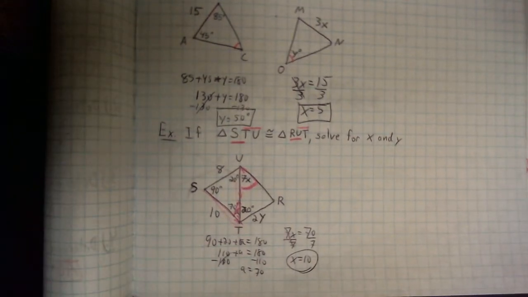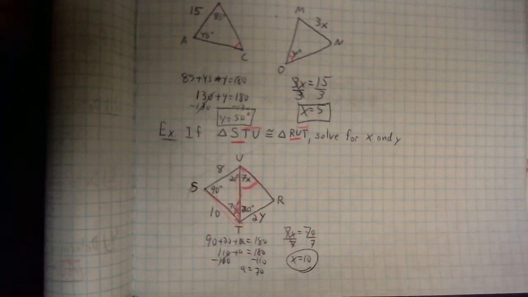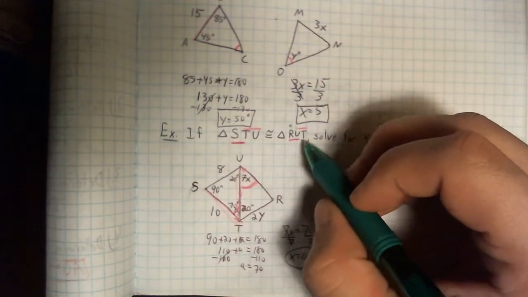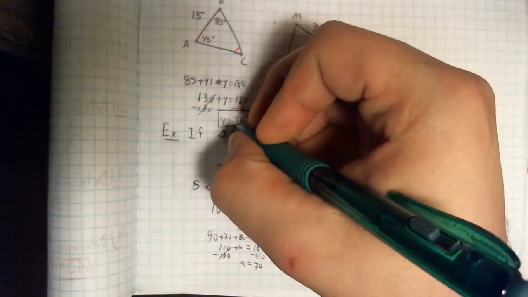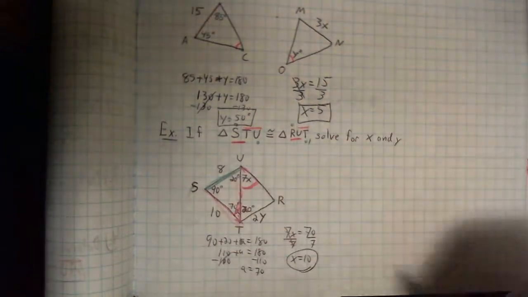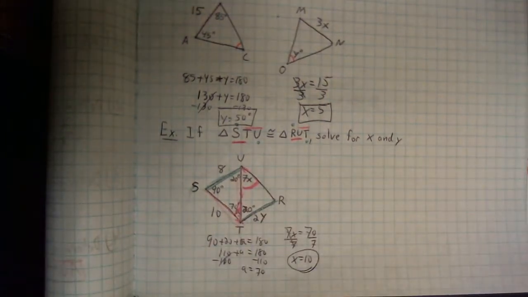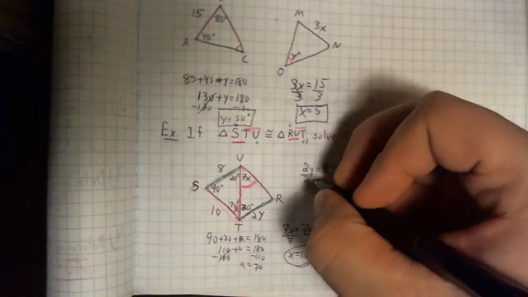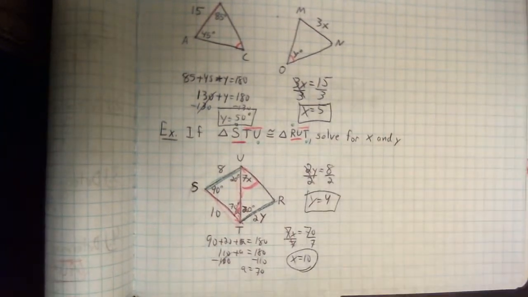Then let's look at y. Y is located on side TR. Well, TR are the first and last positions in my valid statement. So if I look over here, I'm looking for side SU. SU, we can see, has a length of 8. That means that these two sides, which are corresponding, are congruent. So I can set this up as 2y equals 8. Quickly divide by 2. That gives me y equaling 4.